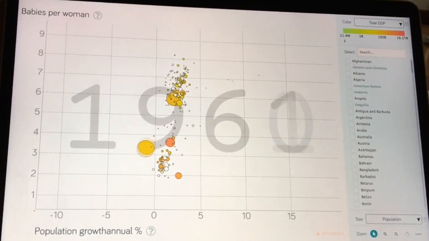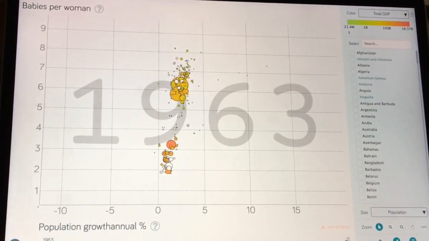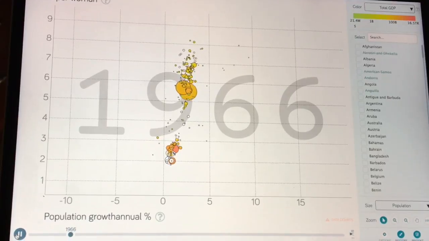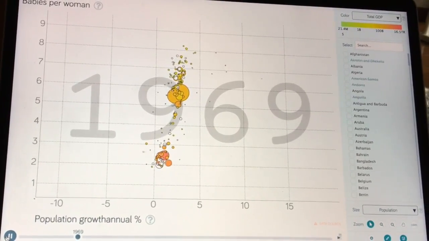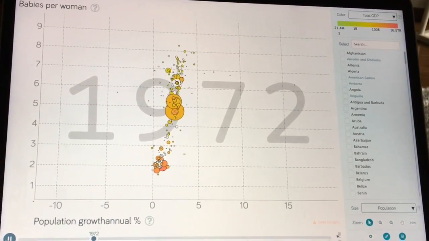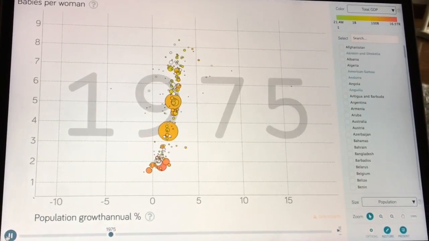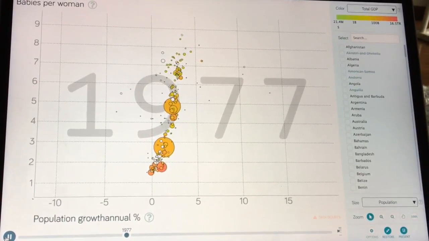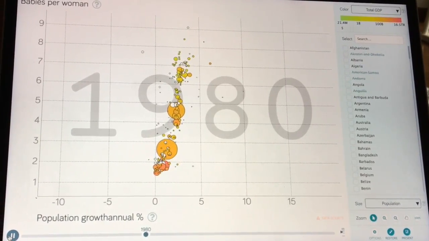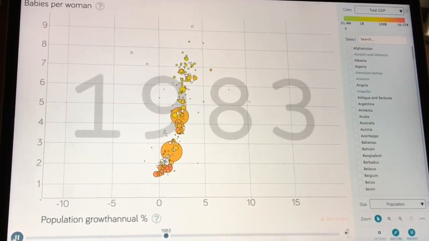So, starting with the TFR, we can see in the graph the number of babies per woman in the y-axis, while in the x-axis we have population growth. The different shades of colors represent the total GDP. As it gets more pink, it means that it has a higher GDP.